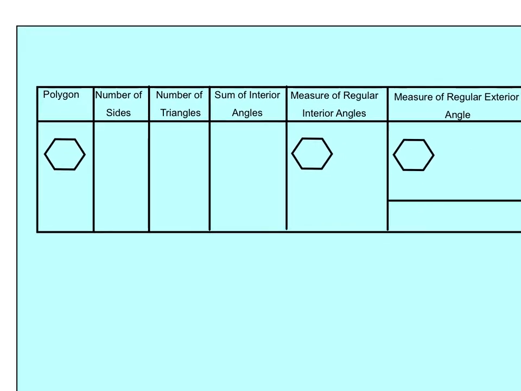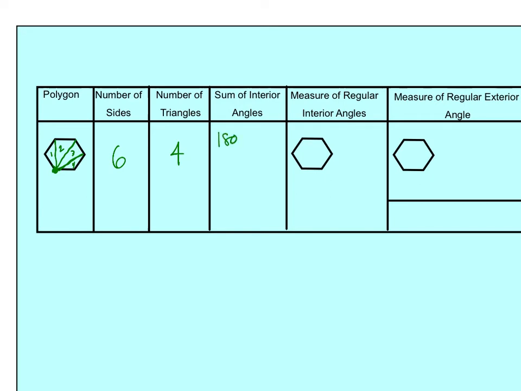So 6 sides, correctly named a hexagon. Same kind of idea. If I take this corner, and you could do this with any of the vertices, you would still end up with the same number of triangles. So if I go 1, 2, 3 lines there, I get 1, 2, 3, 4. So 6 sides, 4 triangles.